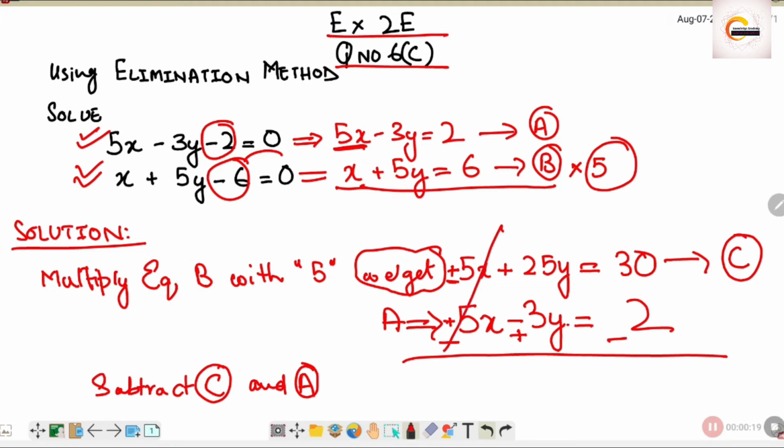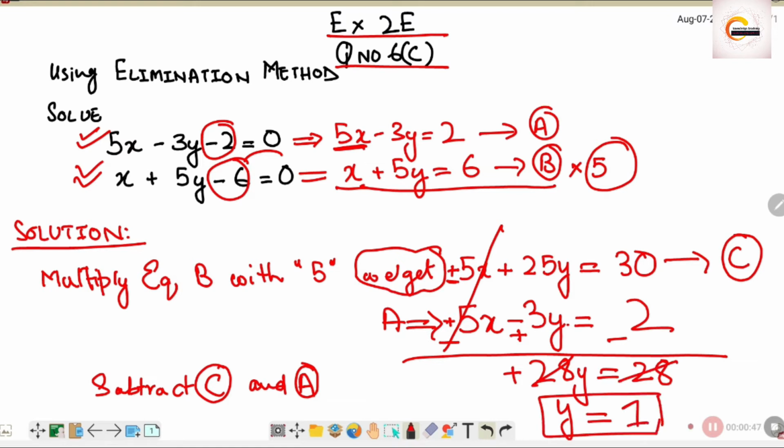So 5x cancels with minus 5x. Now 25 plus 3, that would be adding, that is 28y, and 30 minus 2 is equal to 28. So the value of y is 1. Okay, now I'm going to put this y is equal to 1 in equation A.